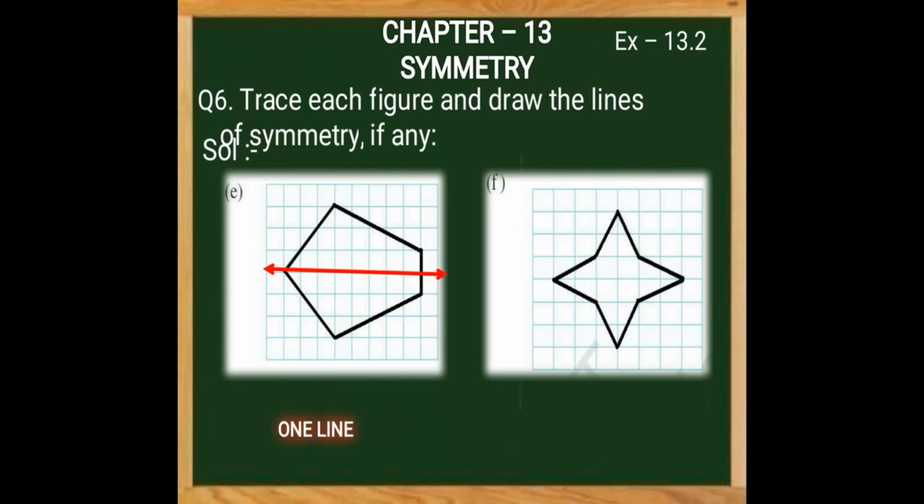Coming to F, F would have 4 lines of symmetry.